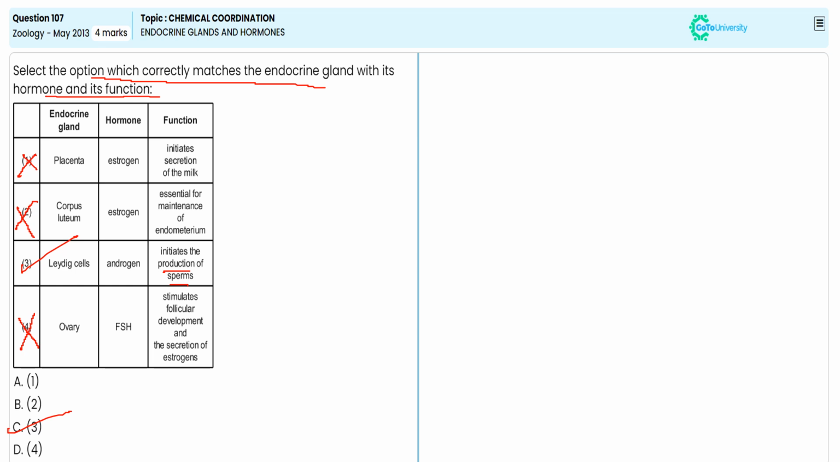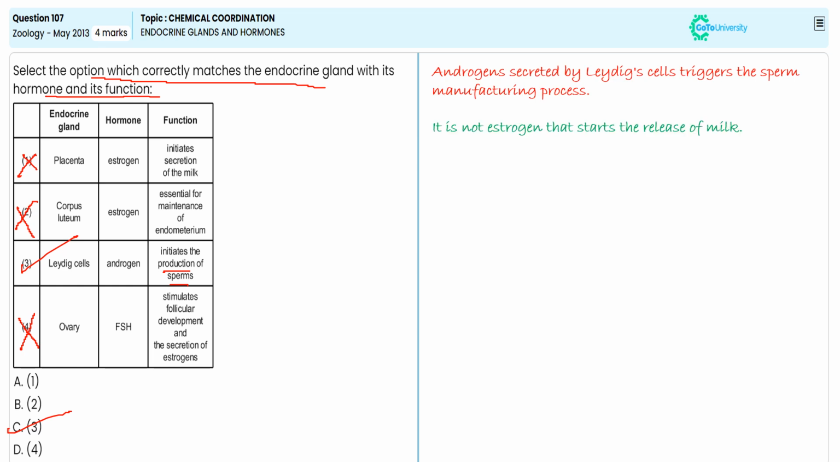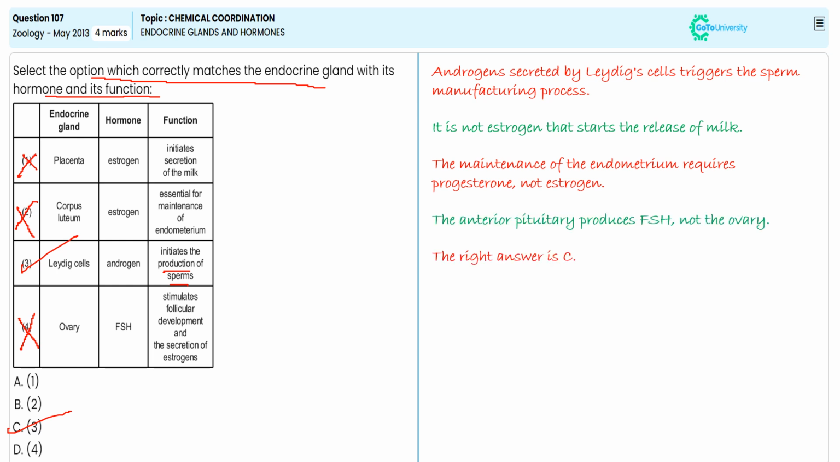Androgen secreted by the Leydig cells triggers the sperm manufacturing process. It is not estrogen that starts the release of milk. The maintenance of the endometrium requires progesterone, not estrogen. The anterior pituitary produces follicle stimulating hormone, not the ovary. So we are choosing option C as the correct answer.